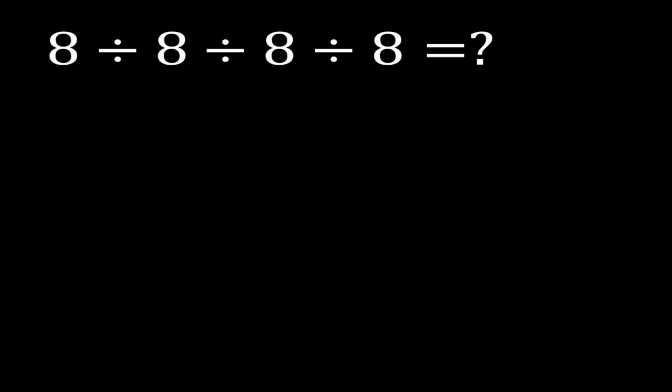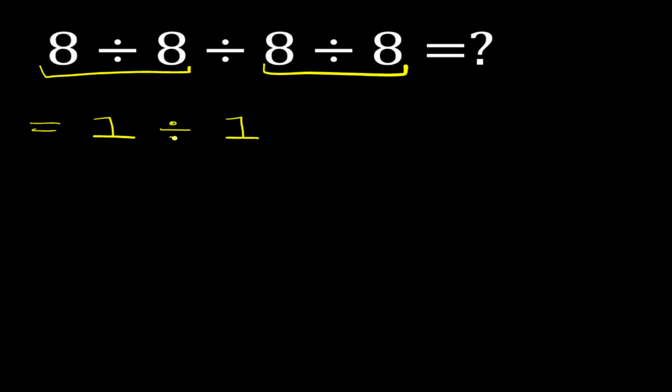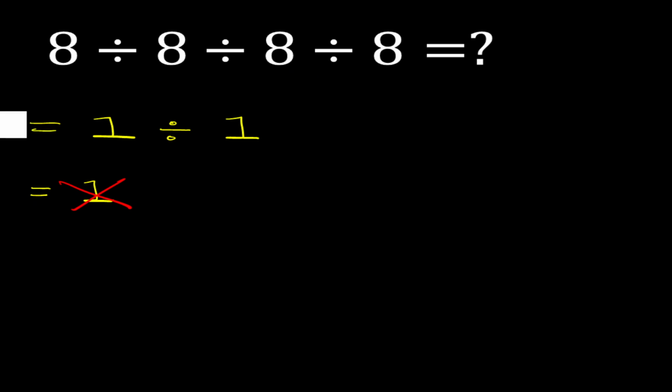So most people solve this question like 8 divided by 8 is equal to 1. And again 8 divided by 8 is equal to also 1. Now 1 divided by 1 is equal to 1. But this answer is not correct. This answer is completely wrong. So now let's solve this problem correctly by using the PEMDAS rule, right?